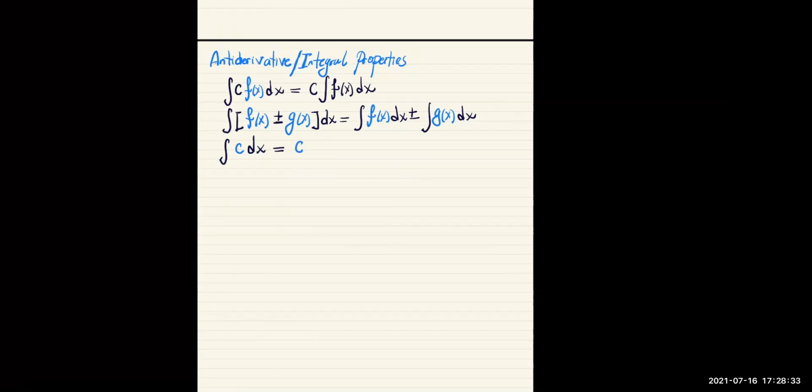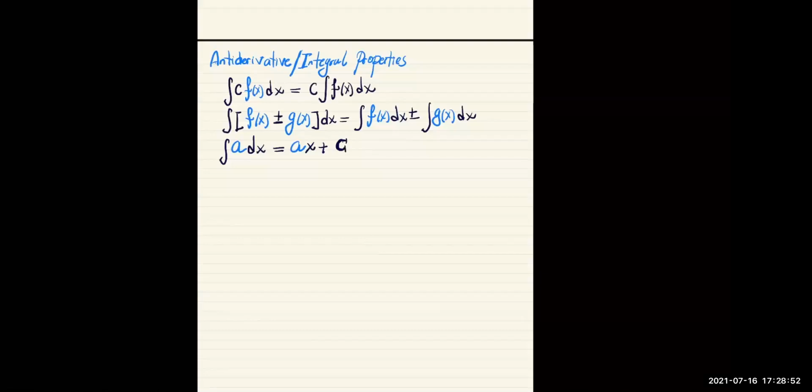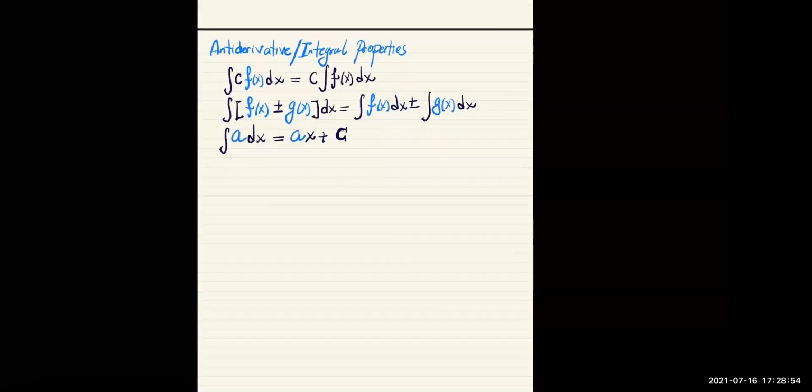Uh-oh, I'm going to have 2 c's. So let's make that a, or a constant. It's ax plus some constant of integration. That's a constant of integration. C is the constant of the antiderivative. Okay, all right, so let's see some examples here.